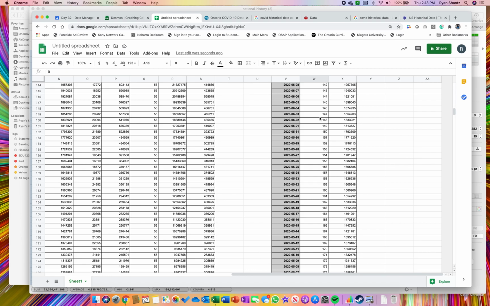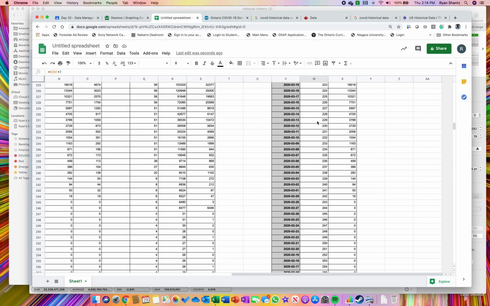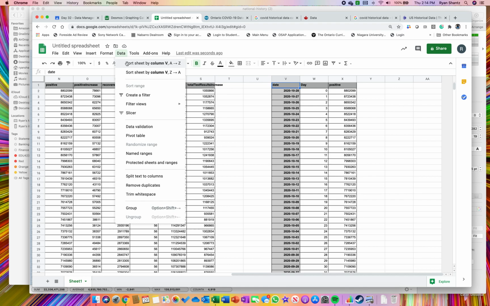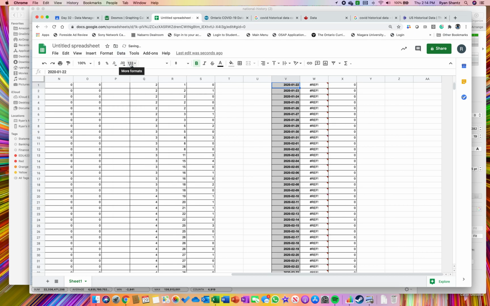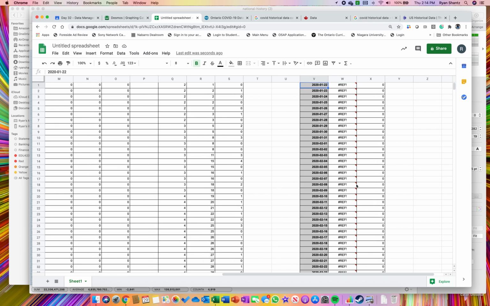Well, I could resort this data. I'm going to resort this data. So I'm going to go to Data, and let's see if we can sort here. Data, sort sheet by column V, A to Z. Okay, let's try that. Perfect. Okay, so now my dates are going upwards as I scroll down. Perfect.